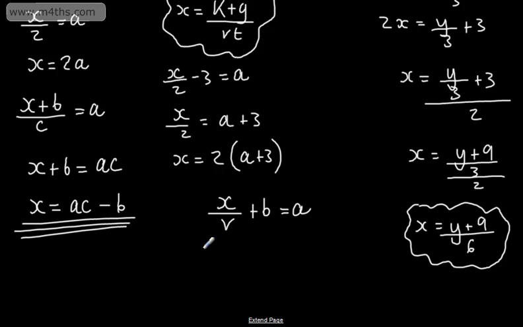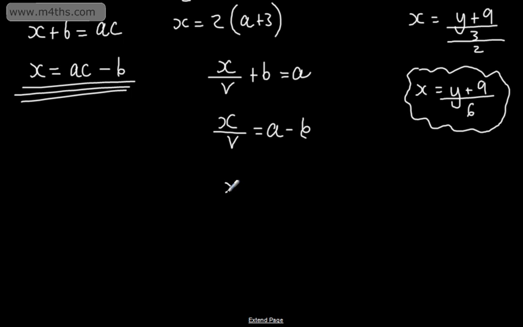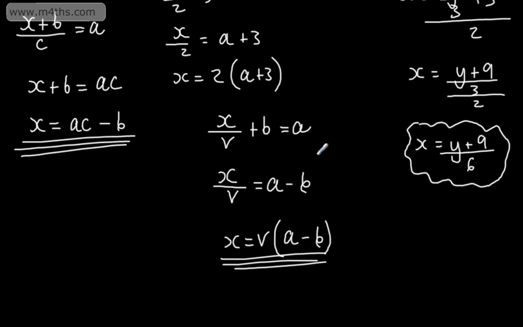So x started its life off, we divided by v and added b. So we're going to do the opposite. So x over v will be equal to a minus b. And then we simply need to multiply both sides by the v. So it'll be v multiplied by the quantity a minus b, and that would be our final answer. So there we go, just rearranging some basic formulae or equations.